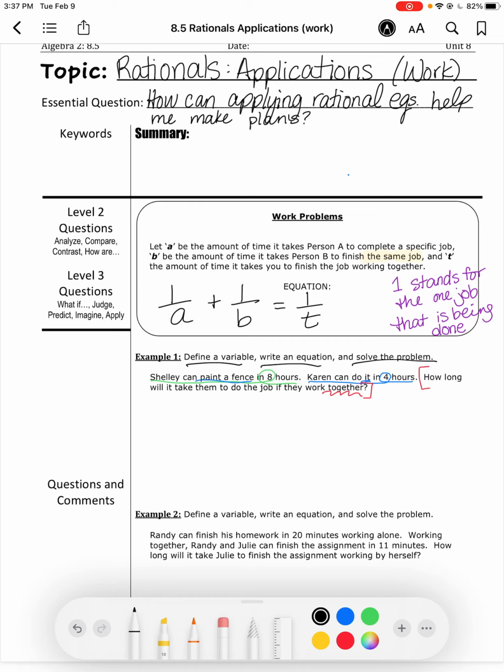So, we're first going to define our variables. So A is the time it takes Shelley to paint the fence. B is the time it takes Karen to paint the fence. And then T, which we don't know yet, is the time it takes if they work together.